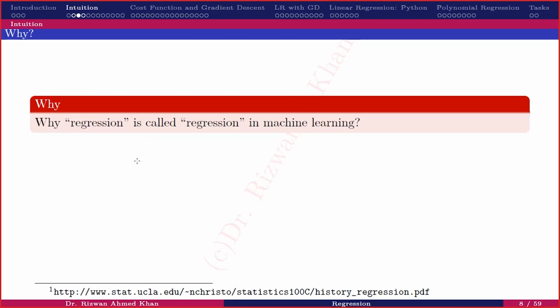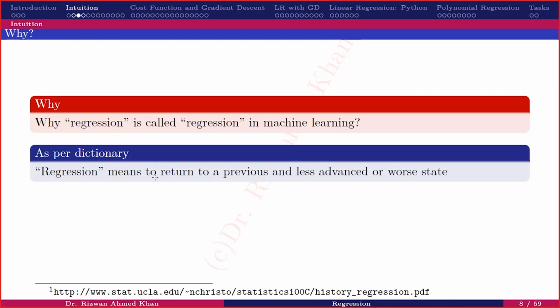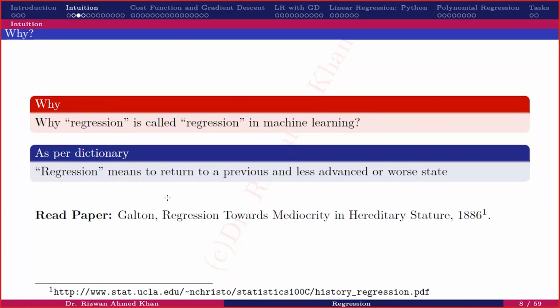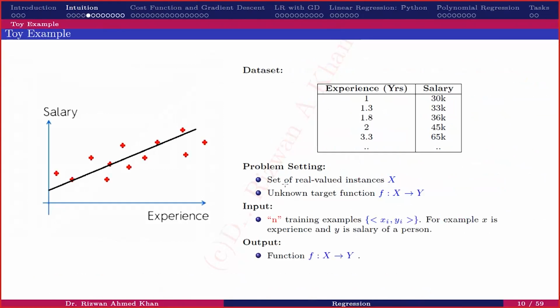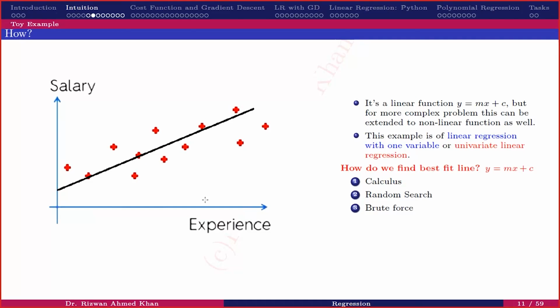Then we looked at the history, why regression is called regression. When you look at the word regression in the dictionary, it means to return to a previous and less advanced or worse state. So why do we call line fitting regression in machine learning? We looked at this paper from Galton from 1886. It's a very interesting paper. I described it a bit, and I ask you to download this paper from this link and just read it. It's very interesting history. Then we formalized the problem of regression.